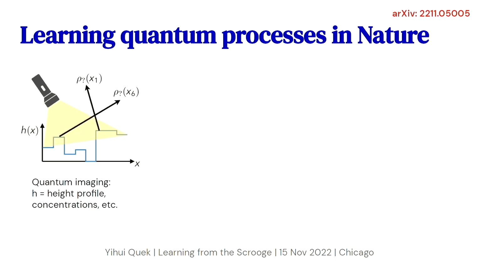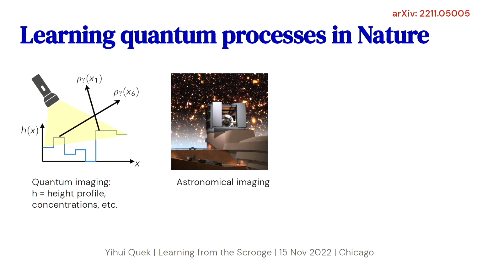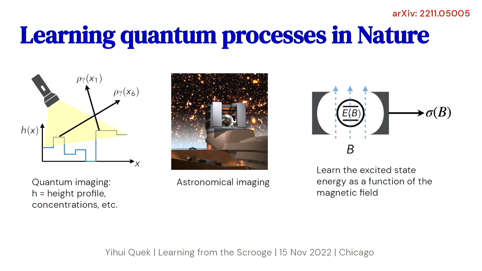So let's look at some kinds of natural quantum processes you might be interested to learn. You could, for instance, be shining some light on a thin film, and then you want to know, based on the photons that you collect, the height profile of the thin film. You could be someone who's imaging the universe. You could also be observing some particle in a trap, which is hovering in some magnetic field, and you want to learn, basically, the separation between the first excited state and the ground state of this particle, which is a function of the magnetic field.